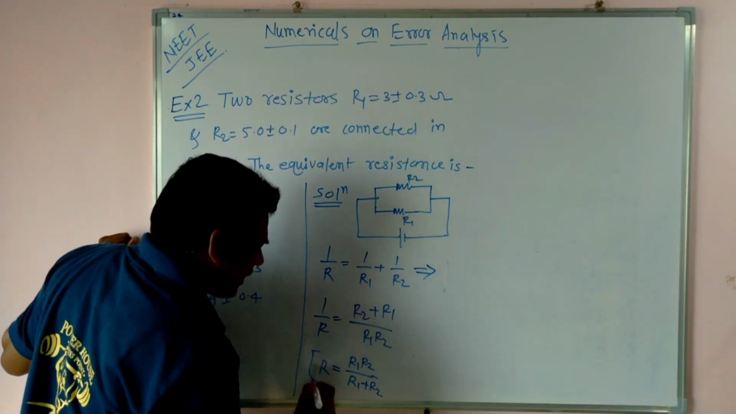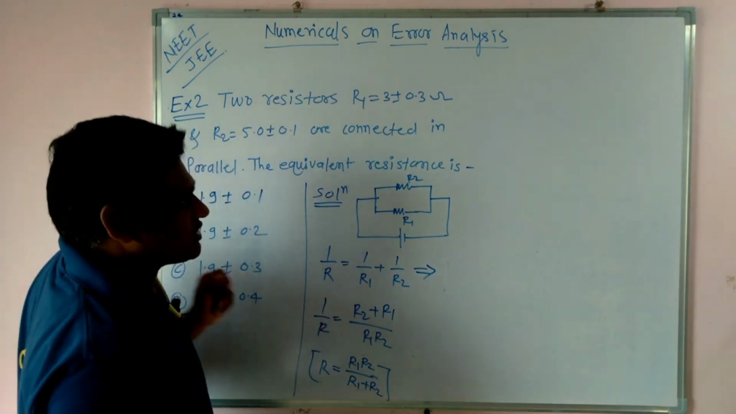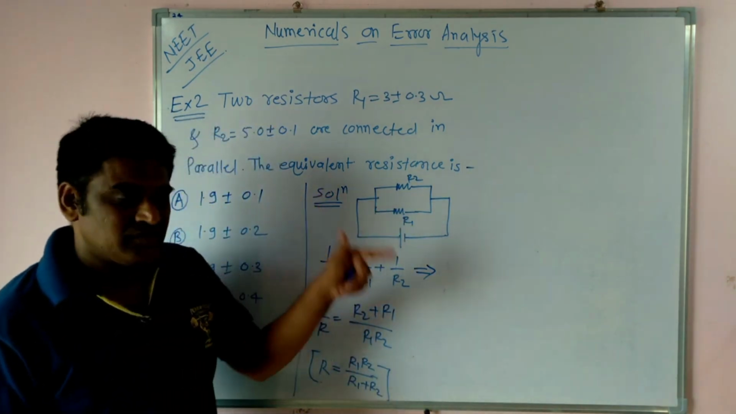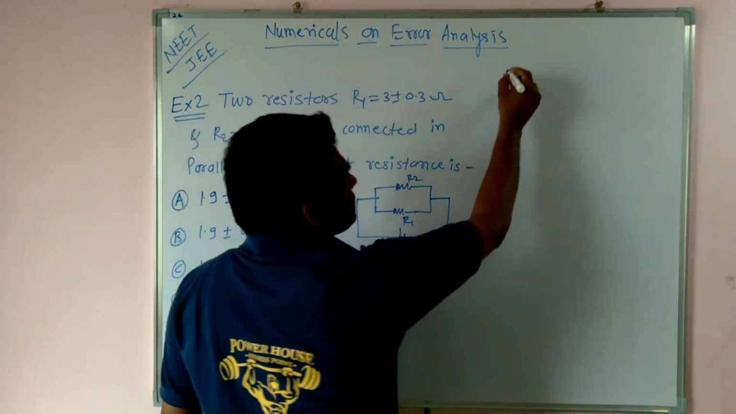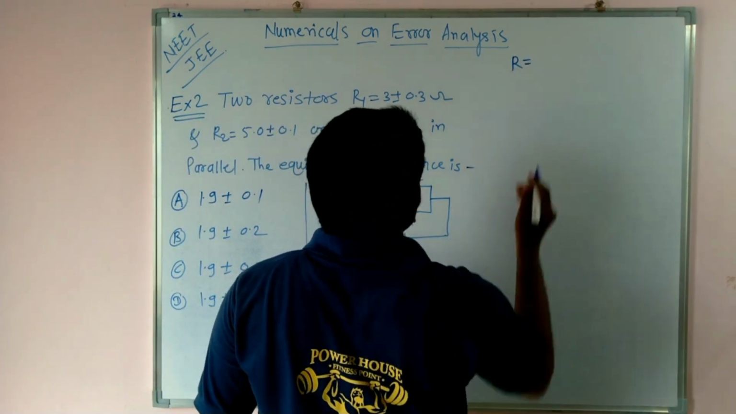Okay, so this formula we will use. R is the equivalent resistance of these two combined. Now this is the formula to calculate R. So let us calculate R first.